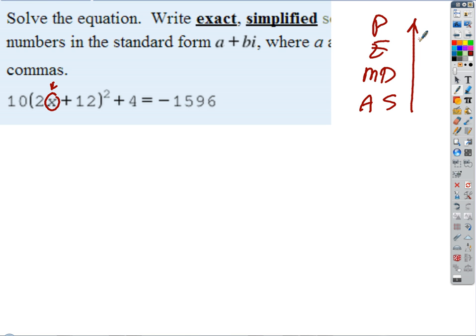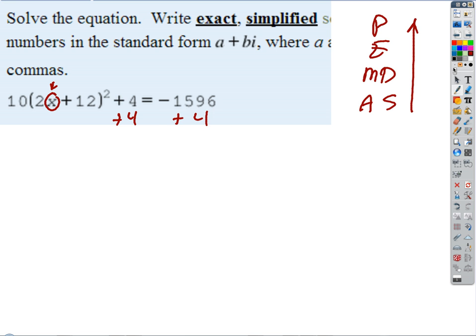Now, do I want to try to distribute the 10? No. Do I want to try to square out the 2x plus 12? No, that's the opposite of what I want to do. What I want to do is take all this stuff and get rid of it, not do stuff with it over here. I just want to get rid of it. So in order, what do I do then to get rid of that stuff? Add 4.